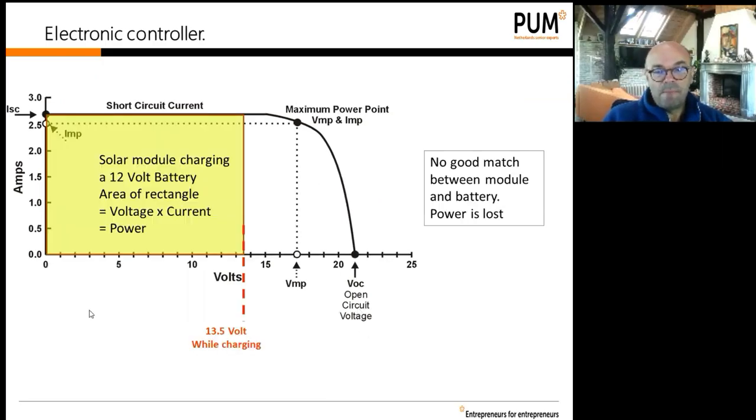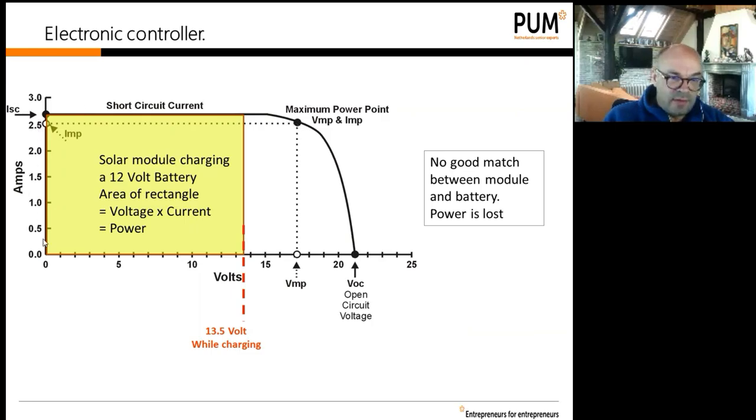So if you have not a good electronic controller, then you see that on this point, like 2.5, 2.6 amperes at 13 volts, this is the amount of energy it generates, power. Oh, it's not good because the potential is larger. This is the maximum power point.